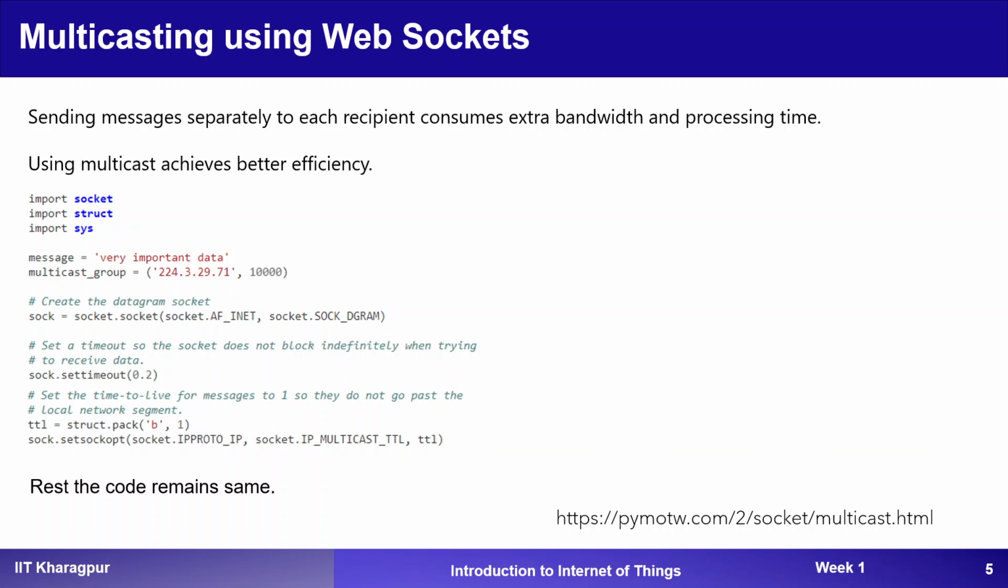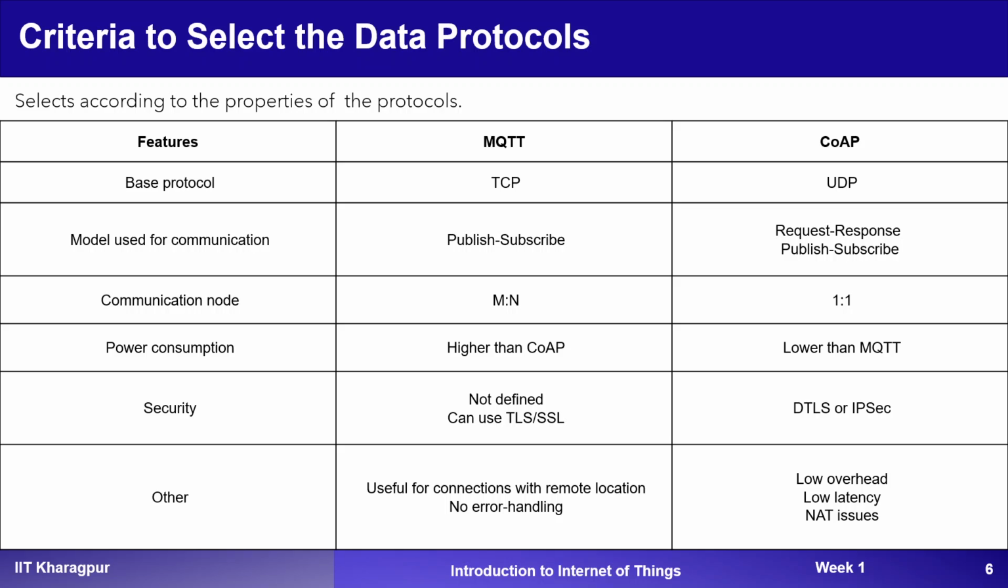After that, the next question which was asked is what is the criteria to select different data protocols, that is, on what basis we are going to decide which data protocol to use. We have studied various kinds of data protocols, right? Here I am going to give an example of two data protocols: one is MQTT and the second one is CoAP. Here are its various functionalities or properties you can consider. On the basis of those properties, we decide which protocol is suitable for our application.